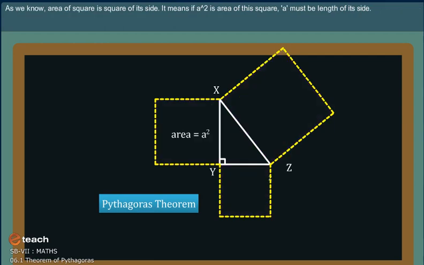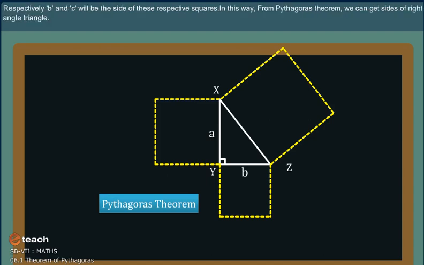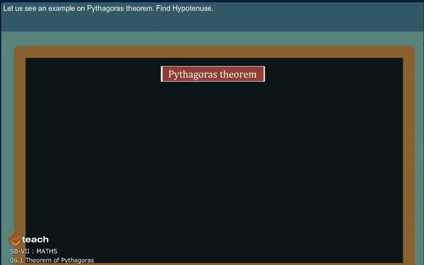As we know, area of a square is square of its sides. It means if A square is area of a square, A must be length of its side. Respectively, B and C will be the side of these respective squares. In this way, from Pythagoras theorem, we can get the sides of right angle triangle. Let us see an example based on Pythagoras theorem.